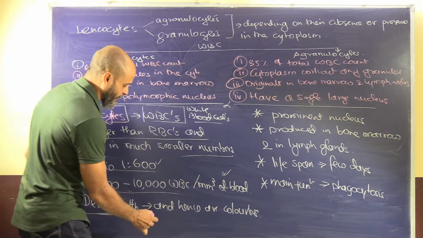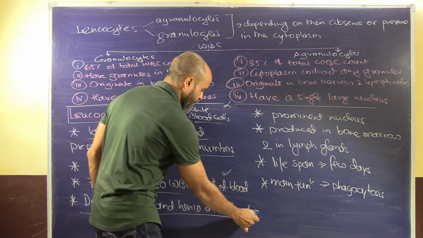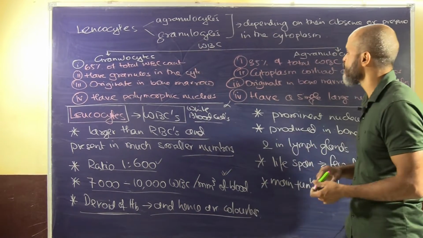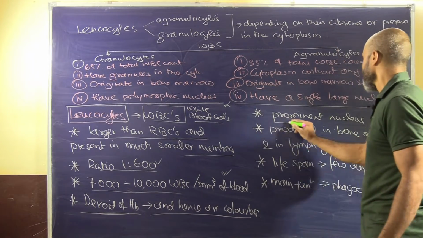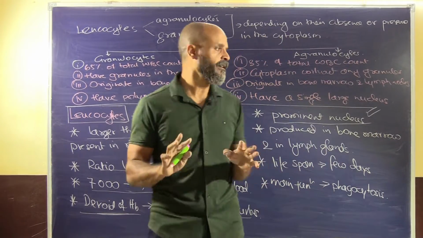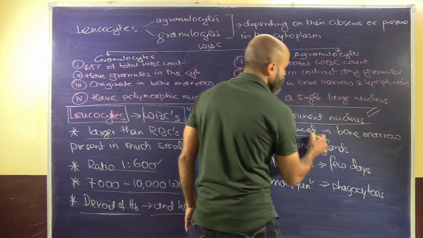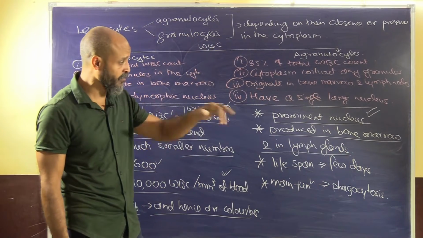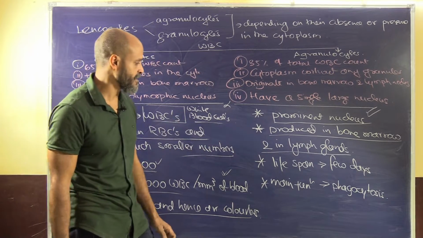They are devoid of hemoglobin and hence are colorless. They have a prominent and well-defined nucleus. They are produced in the bone marrow and in the lymph glands as well.